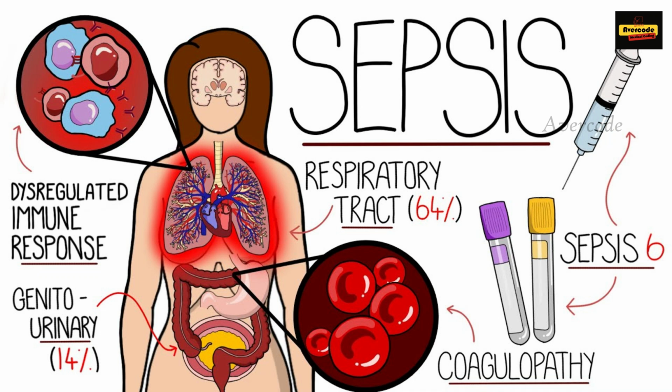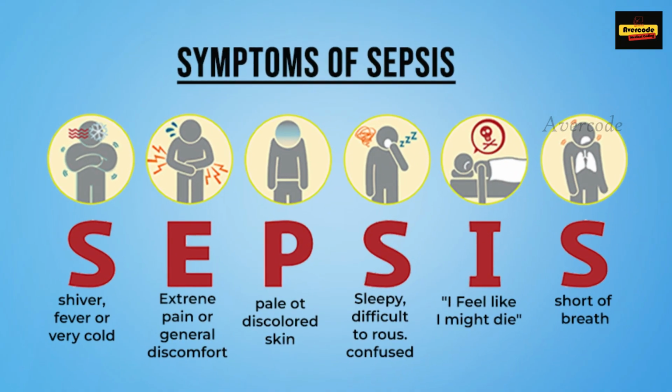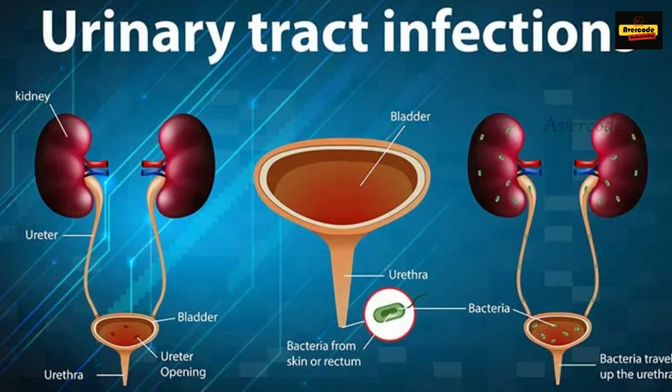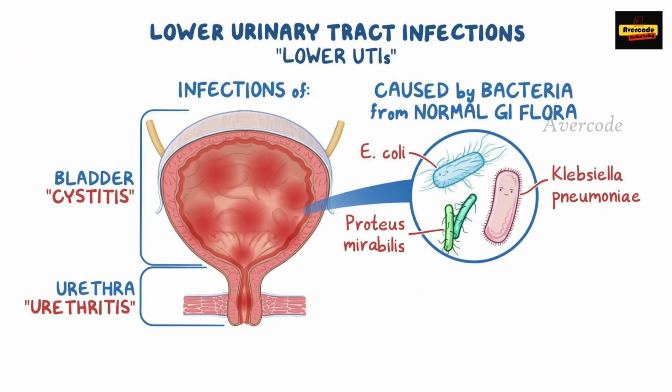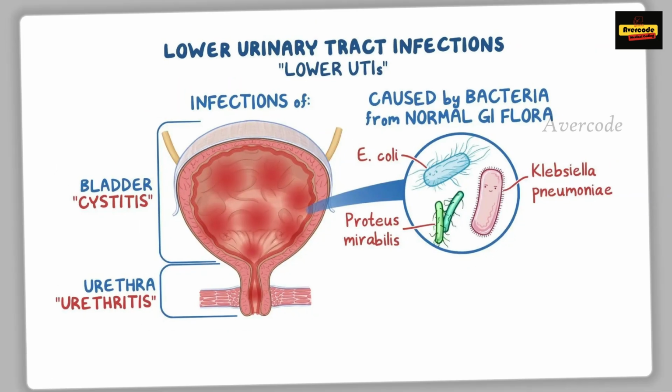Sepsis is a life-threatening condition that occurs when the body's response to infection causes widespread inflammation, which can lead to tissue damage, organ failure, and even death. Sepsis can arise from various types of infections, including UTIs. A urinary tract infection is an infection in any part of the urinary system, which includes the kidneys, bladder, ureters, and urethra. UTIs are most commonly caused by bacteria, particularly Escherichia coli.